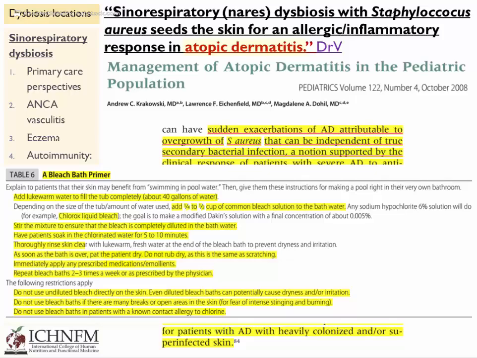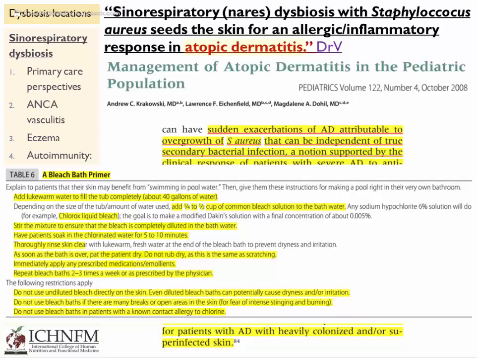Obviously you want to mix that in and stir it quite well so it's not concentrated at the surface or in a specific location. Stir the mixture to ensure that the bleach is completely diluted in the bath water. Have patients soak in the chlorinated water for 5 to 10 minutes. Thoroughly rinse the skin clear.